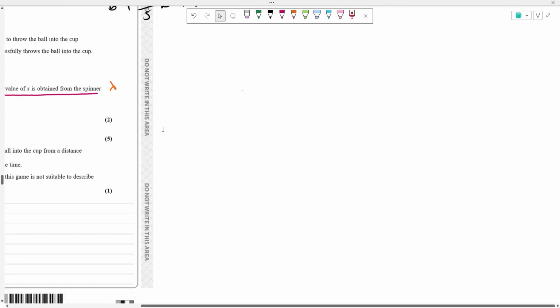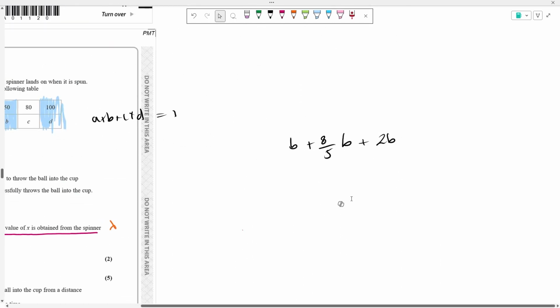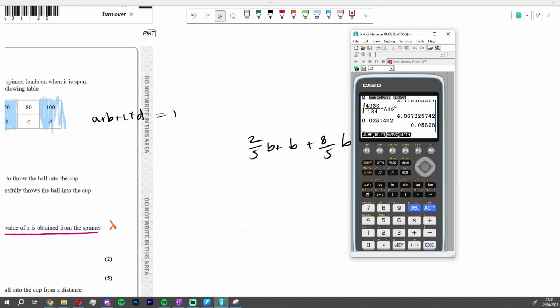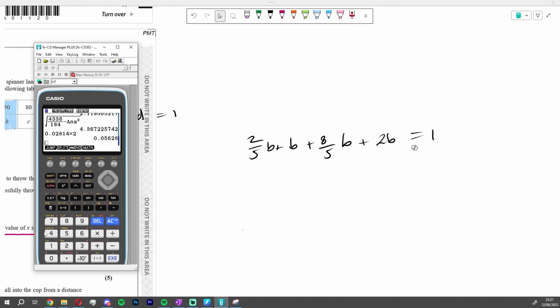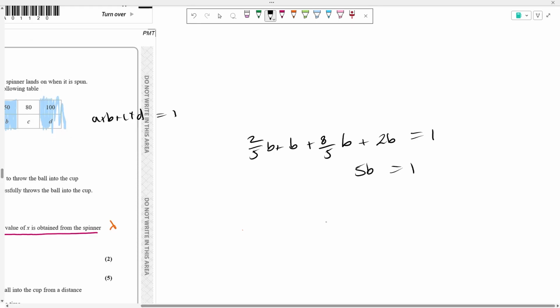So now I've got an expression here: 2/5 B plus B plus 8/5 B plus 2B is equal to 1. I can combine this together in my calculator. 2/5 plus 1 plus 8/5 plus 2 gives me 5B is equal to 1. Therefore, B is a fifth.